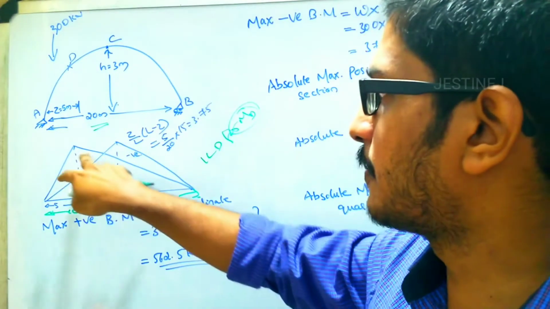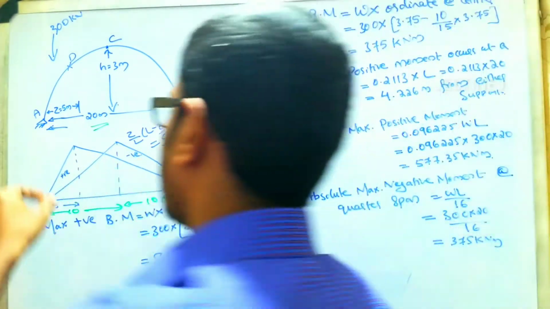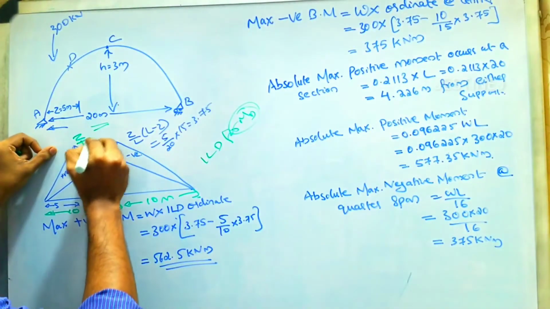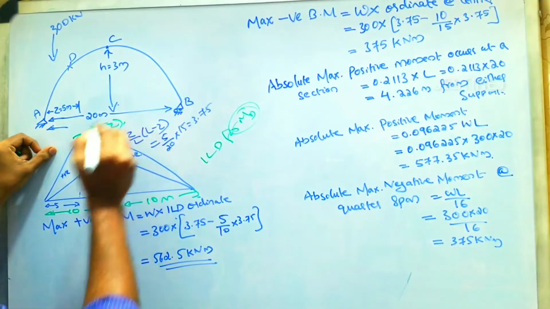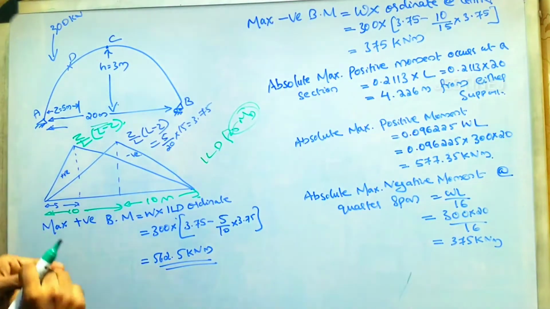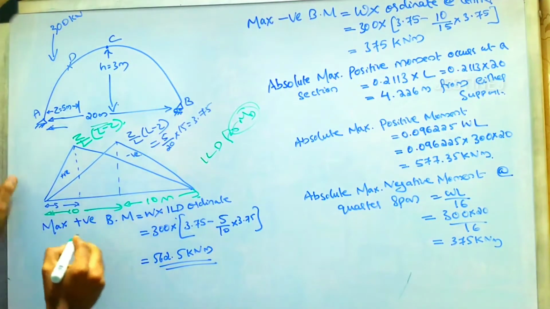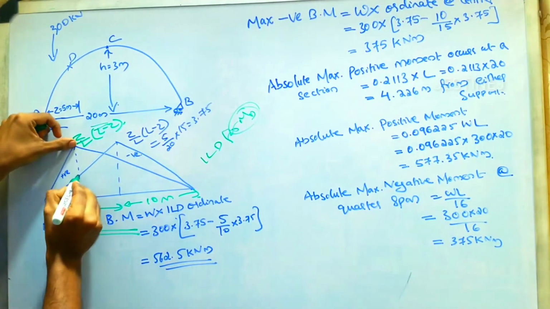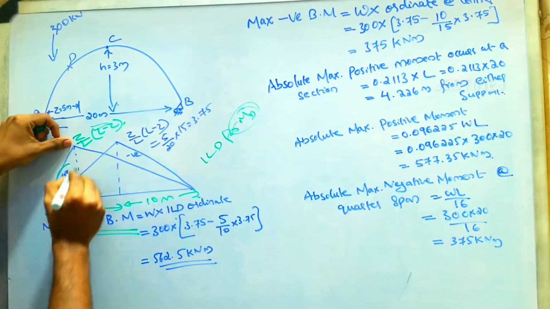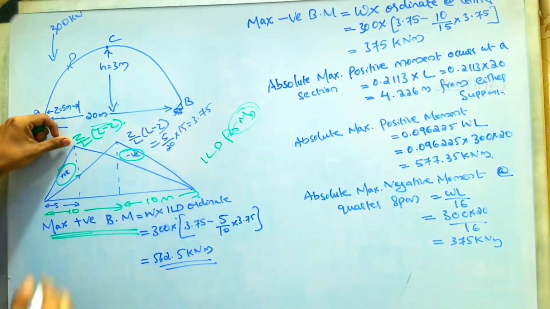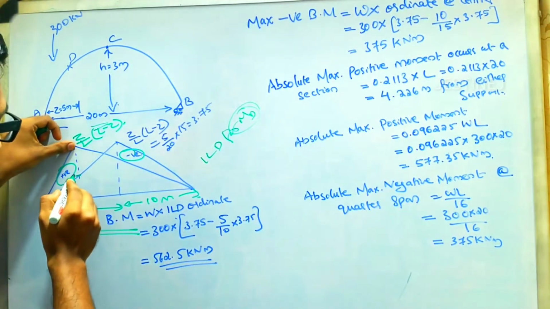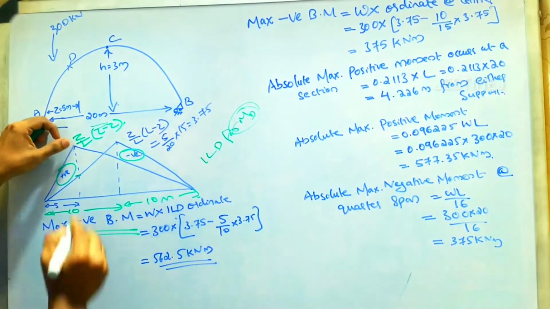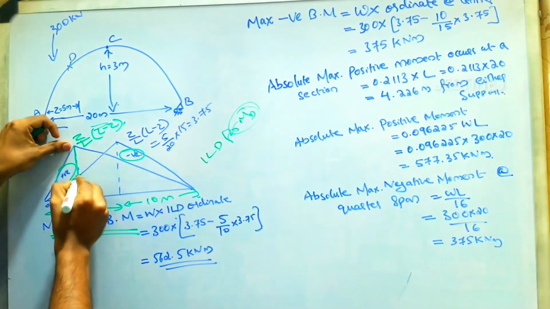For that, we will draw the positions, and we know that the maximum value is going to be Z by L multiplied by L minus Z. First of all, we have to find out the maximum positive bending moment. For that, we need to find out this much distance. Here the positive bending moment and here the negative bending moment.